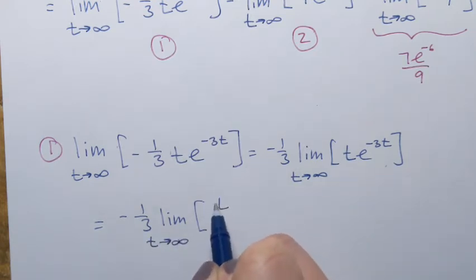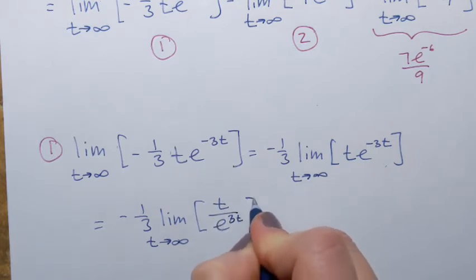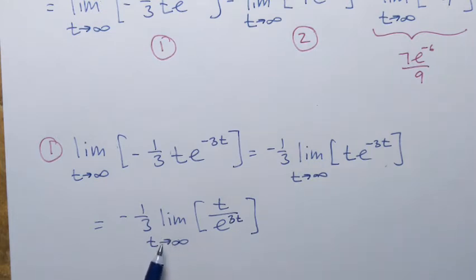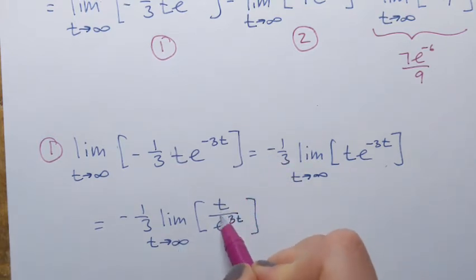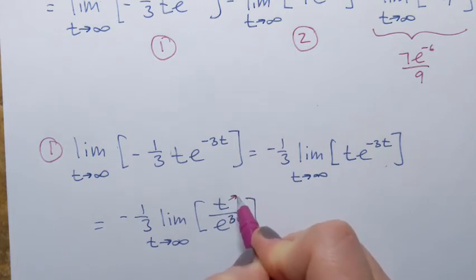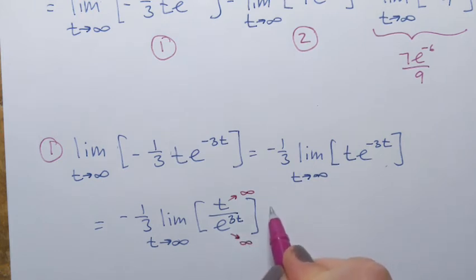So I can rewrite it as t over e to the power 3t. And now as I plug in the limit into the numerator and denominator, this is what I realize. If I plug in infinity here for t, that goes to infinity. And if I place infinity here in the power, then e raised to an infinitely large power is infinity. So the denominator also goes to infinity. So I'm getting an infinity over infinity situation.